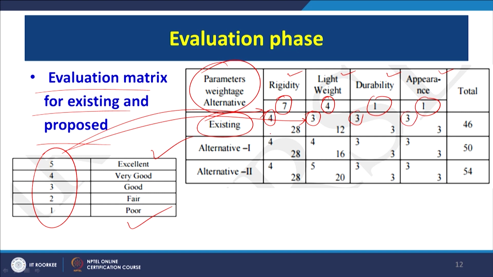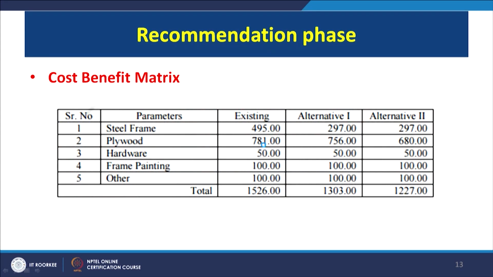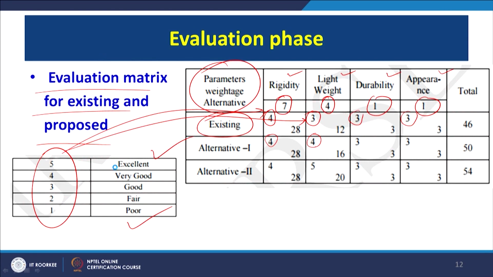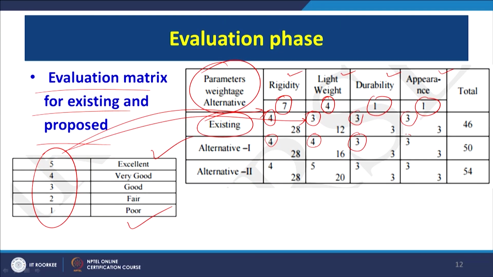So alternative 1 again 4 4, it is lightweight for alternative 1. And what is alternative 1? Change the thickness of the gauge. So you can see what is alternative 1, change the gauge of the material. So again it is lightweight because the gauge is going to change. So the pipe we are going to use is different, so it will make it lightweight. And this is here 3 and 3. So the overall ranking, if you add this is going to come at 50.